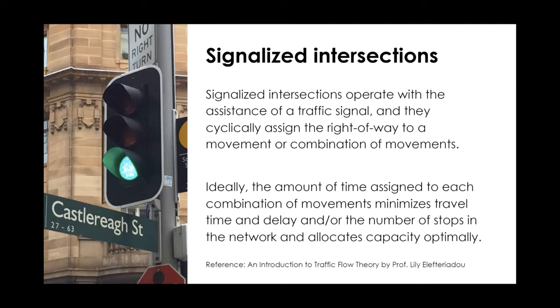So signalized intersections operate with the assistance of a traffic signal, obviously, and they periodically or cyclically assign the right of way to a movement or combination of movements. Ideally, the amount of time that is allocated to each movement or combination of movements aims to minimize the total travel time or total delay or the number of stops at the intersection, and tries to allocate the capacity optimally.